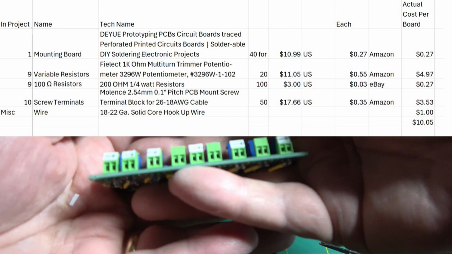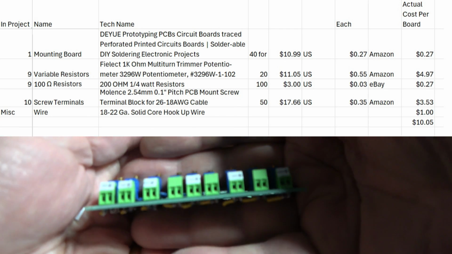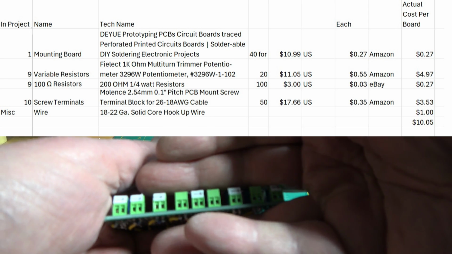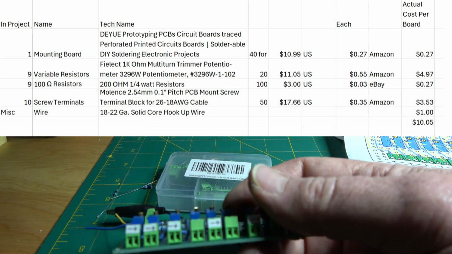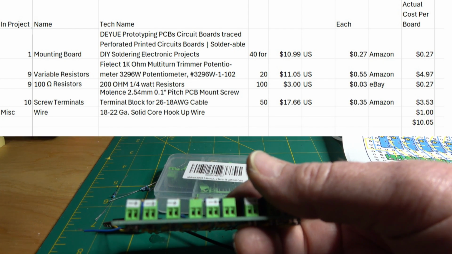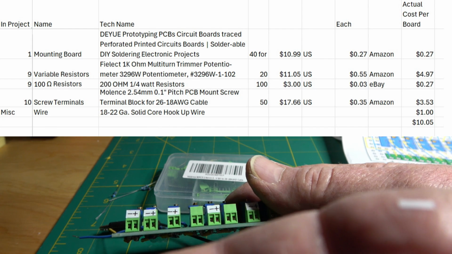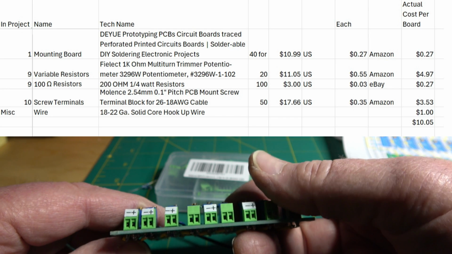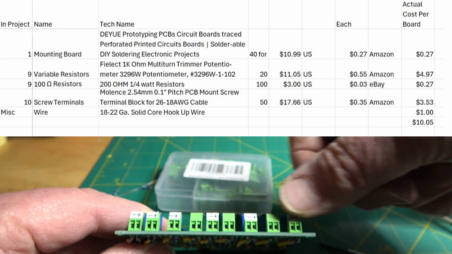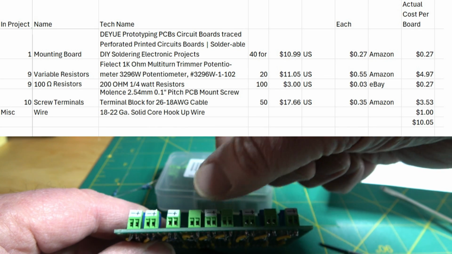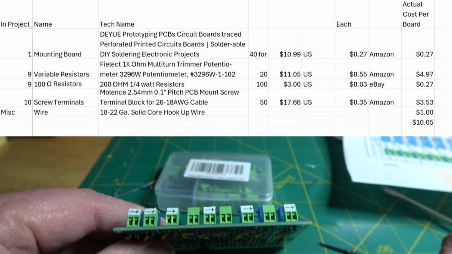Then the screw terminals that I could solder to the PCB board, I needed 10 of those. I had to buy a little box of 50 for $17.66. And that meant that each one cost 35 cents. I needed 10 of them, and they cost me $3.53. Then the wire, I had the wire in stock. I did not need to go out and buy special wire. I estimate about $1 worth of wiring. So altogether, I figure it cost me $10 to build this.